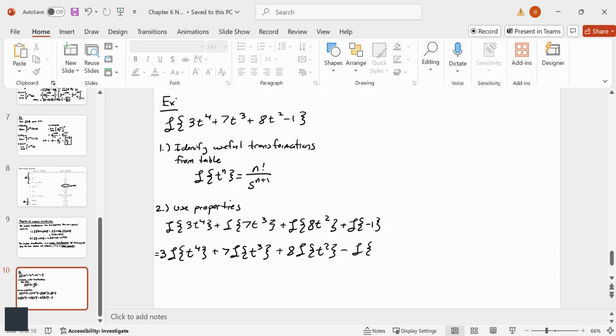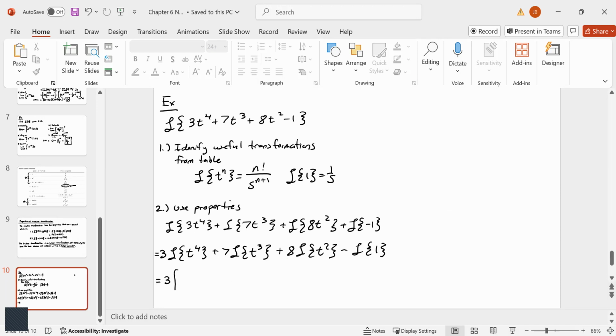And then notice, right? I have 1. I don't see 1 doesn't really work for t to the n, but the Laplace transformation of 1 is just 1 over s, right? So that's another useful one. So then we just use our formula.